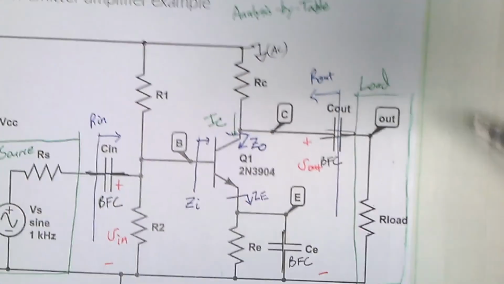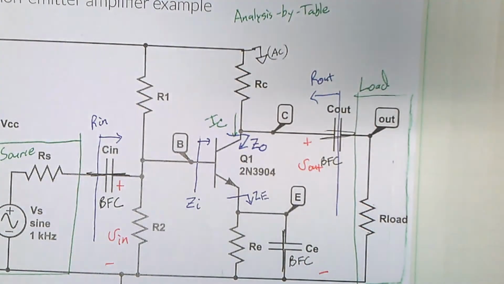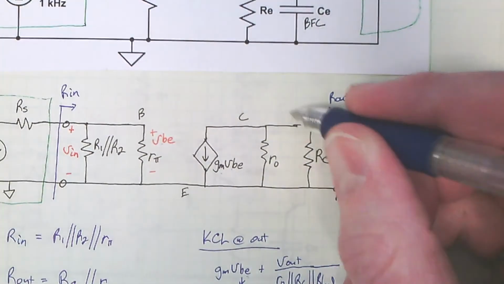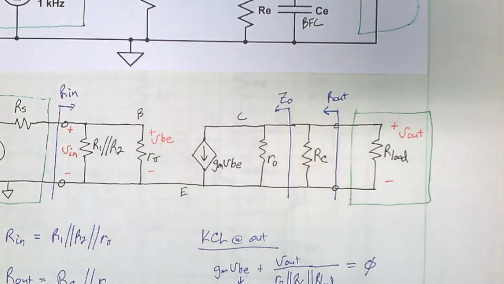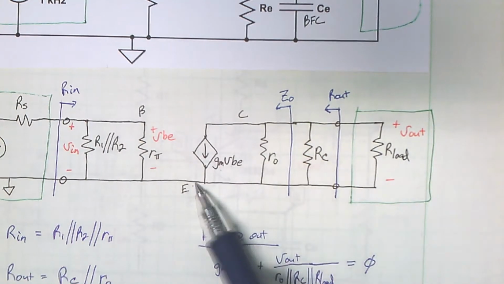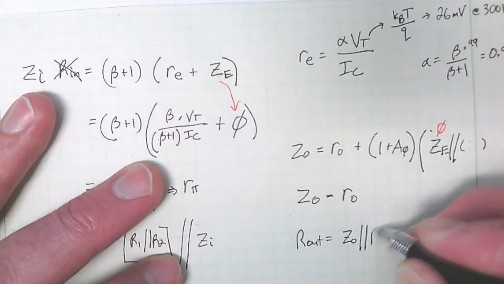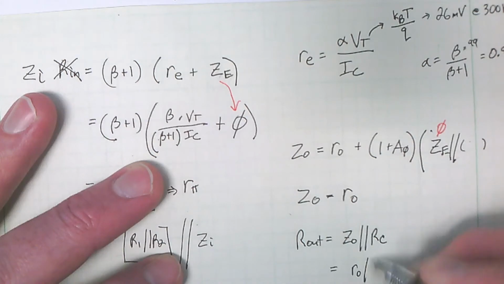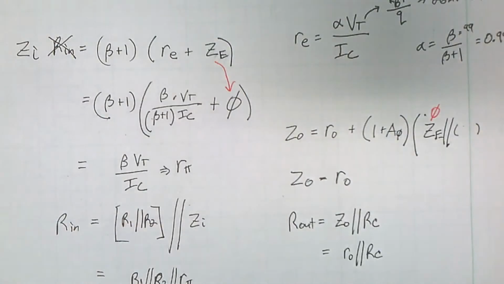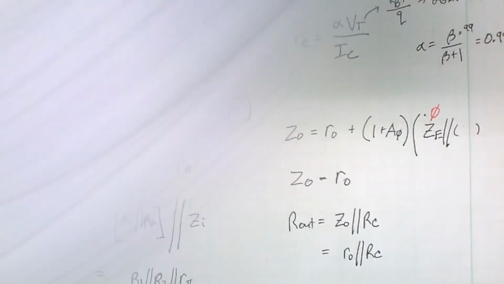Okay. Back to our amplifier. R out, if we look backwards into this, we're going to see ZO in parallel with RC. Let me draw this amplifier. Here's R out. ZO is looking into my amplifier this way. That is ZO, just r_o in this particular case. So R out is now ZO, or r_o, in parallel with RC. And that, from our other analysis, was r_o parallel with RC. The two things are exactly the same.